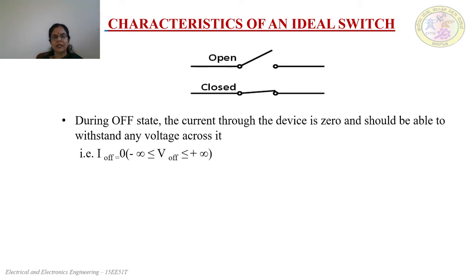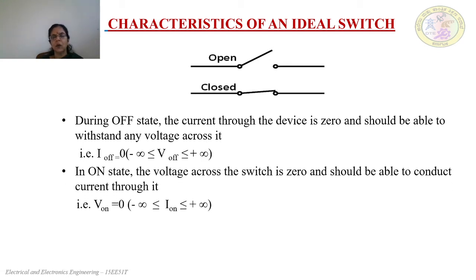So the first characteristic is during the off state, the current through the device is zero and it should be able to withstand any voltage across it. That is, it can block voltage in both the directions. That is why it is written as I off is equal to 0, and voltage in the off state will be in the range of minus infinity to plus infinity.